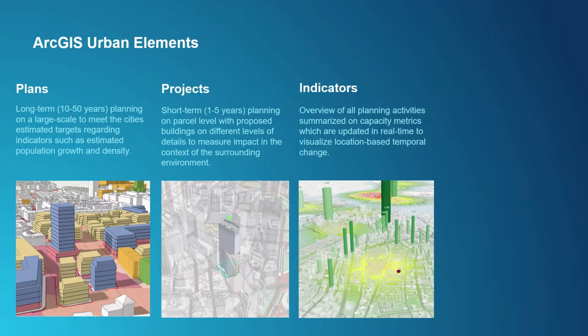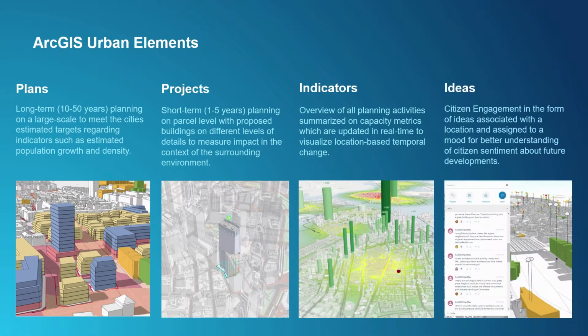And then 2 other elements. One of them is indicators, bringing in all this additional information, which can be just visual, contextual information, but also visualizing those capacities on a large area. And the last one is ideas, getting feedback from citizens or stakeholders. So those are the 4 main ones.